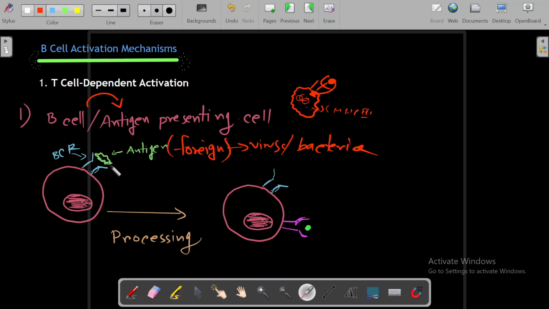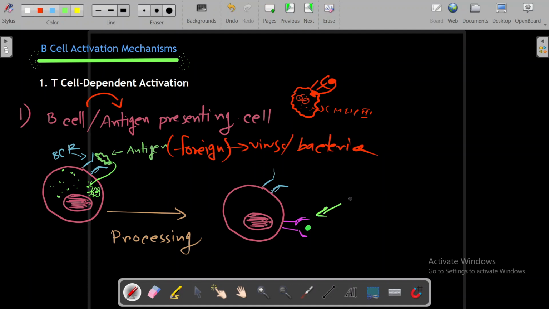Now when this antigen enters into this B cell, the B cell can fragmentize the virus particle. Suppose this is a virus particle, and when it gets into the B cell, the B cell fragmentizes it. Now this small fragment is formed into a vesicle mainly, and in the vesicle, the MHC class 2 molecule binds with this fragmentized antigen, and this antigen mainly comes from the virus or bacteria.